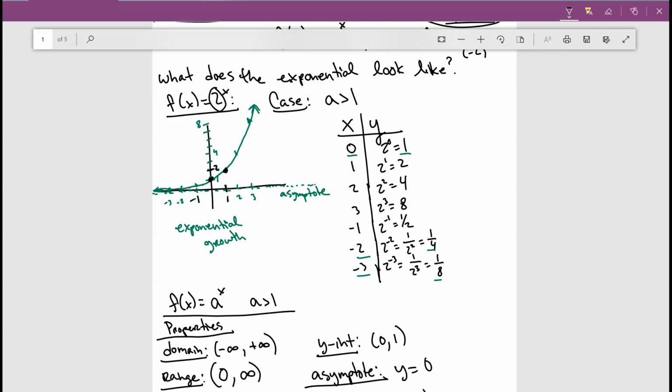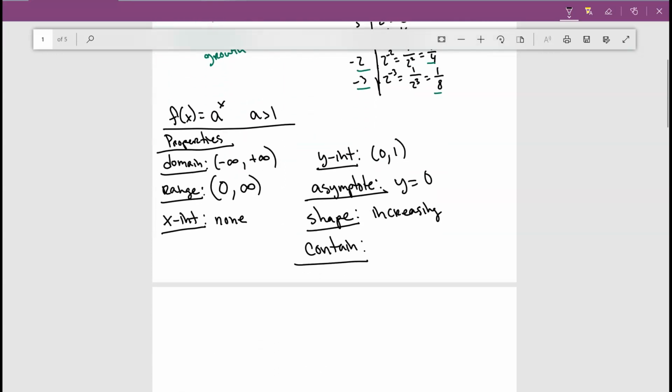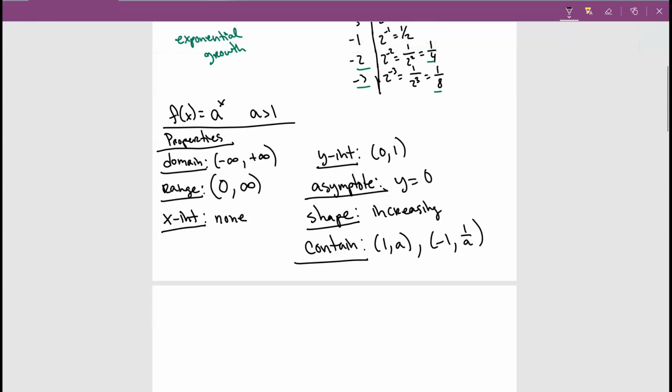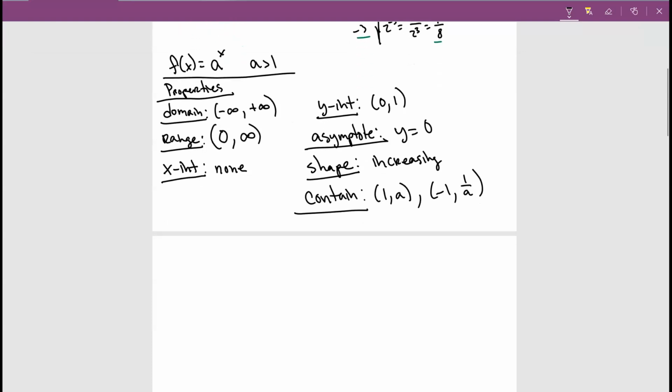When x was negative 1, what did I get? I got 1/2, which was 1 over the base. So basically, this contains the point (1, a) and (-1, 1/a). That's the point that it contains, and that's one of the things that it has. So if you have all of these different features, then you'll be able to figure out what exactly the graph looks like. Now let's look at another example.